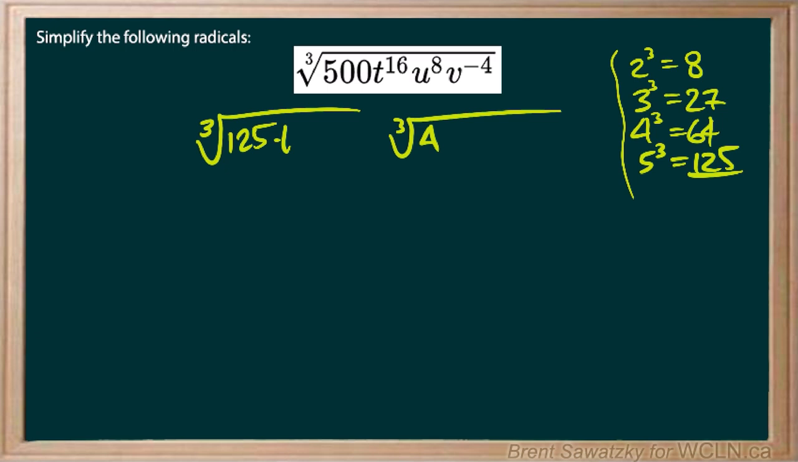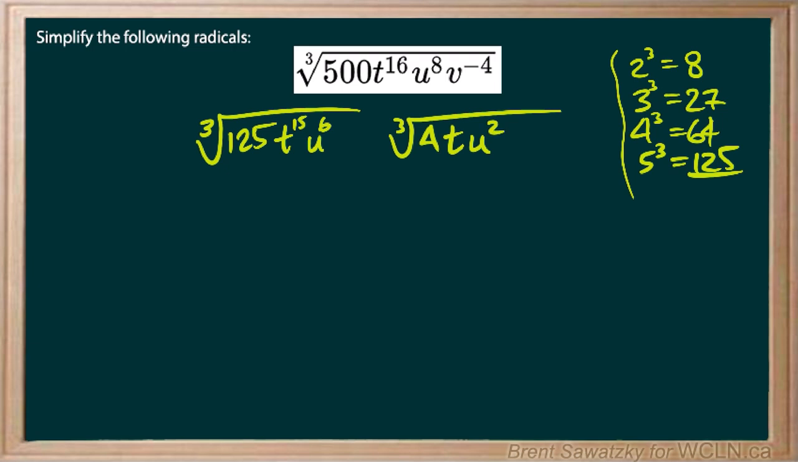And so we'll say t to the 15, because we know 15 divided by 3 is nice. And that leaves a leftover t. The u could be a 6, and that divides by 3 nicely, which leaves 2 u's there.